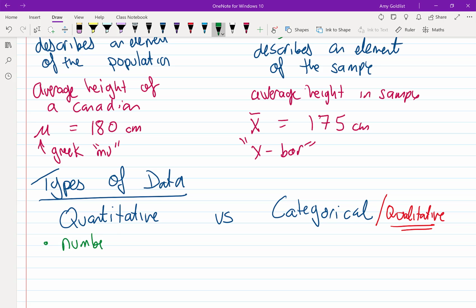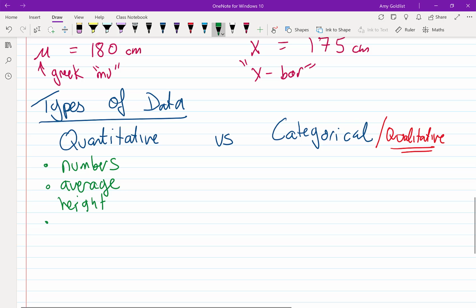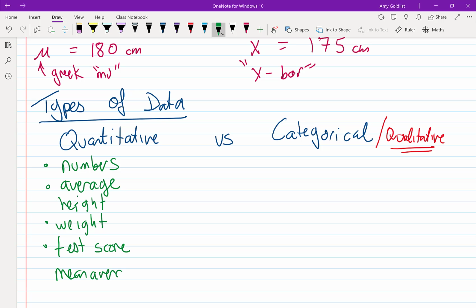Quantitative are things like numbers, things that we can take an average of, like a height or a weight or a test score. Those are all numbers, and it makes sense to take them and find a mean average. That's when we find all those numbers, add them together, and divide by the number of things they are, it makes sense. In our categorical, these things are not usually numbers.